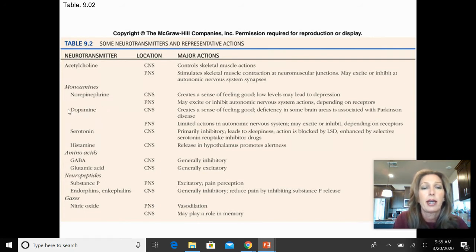And you're going to see that when we talk about legal and illegal drugs that lead to addiction, there's always an increase in dopamine that tells your brain, that was awesome, do it again. And so this is what gets people addicted to different types of drugs.